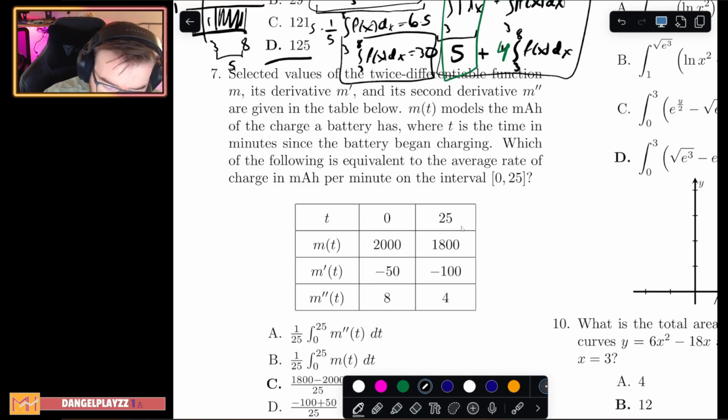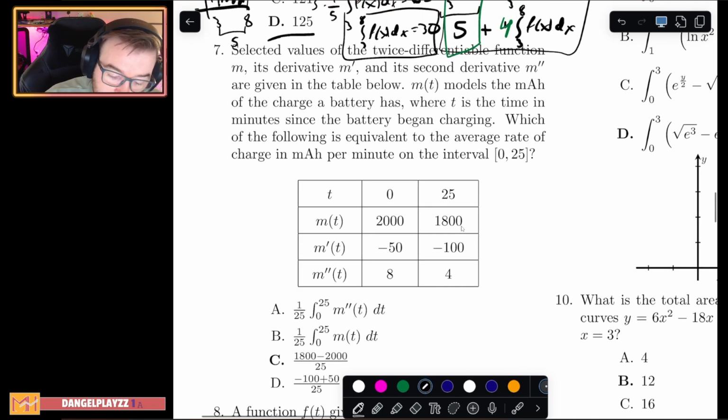Which of the following is equivalent to the average rate of change in milliamp hours per minute on the interval 0 to 25? So m is not a rate. M models the charge, right? It's like position. It's how much battery there is, not the change in battery, okay? And it says, which of the following is equivalent to the average rate of change in milliamp hours? So the average rate at which we're charging.